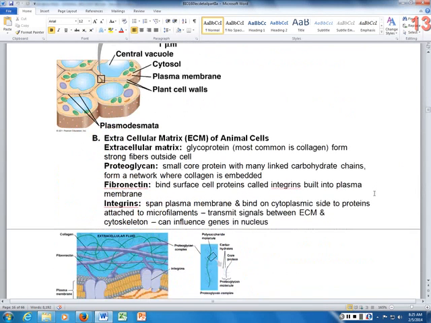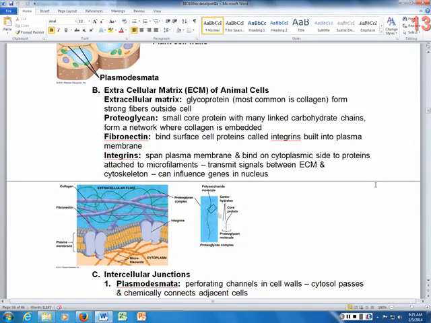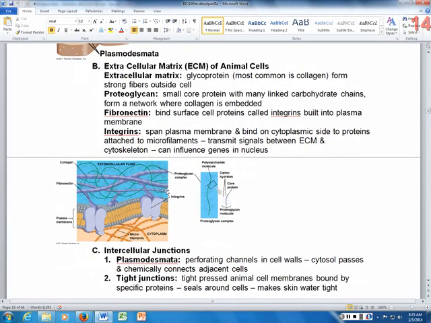On the outside of animal cells, you also have extracellular matrix. It's mostly glycoprotein. The most common one is collagen. You'll have some proteoglycans that are small core proteins with carbohydrate chains that help to form a network that the collagen is embedded in. In that picture you can see the skinny little green fibers around it, and then you've got the purple that are the collagen fibers. They're a thinner fiber to help hold the collagen into place.